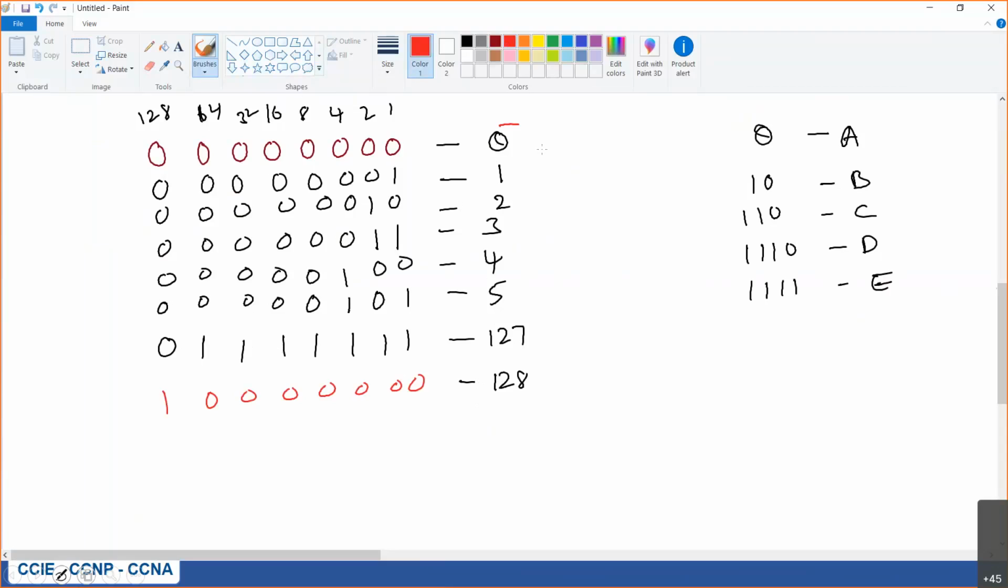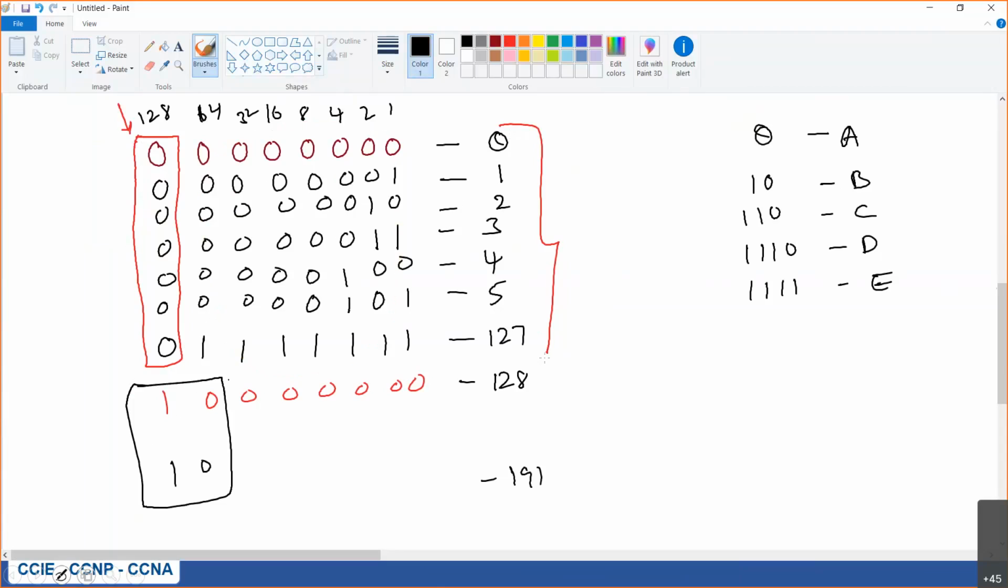So from 0 to 127, the first bit is a constant 0. No changes here, the other bits will be changed. From 128 up to 191, the first bit is 1 and the second is reserved as 0. Is it clear? So practically, class A is 0, class B is 10. Is it clear, everyone?